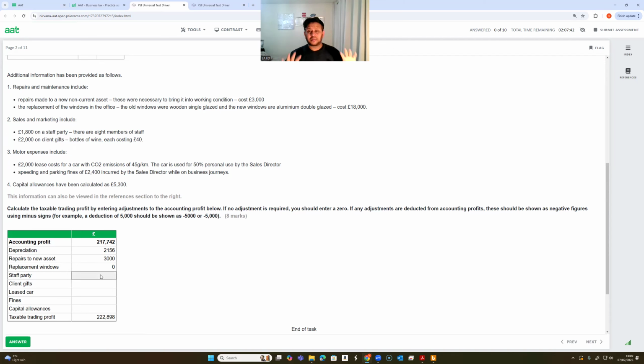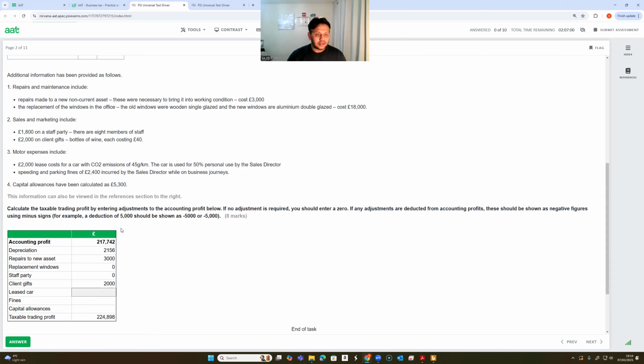The next one is staff party. Just close your eyes. As soon as you see staff, it is allowable. Either staff entertaining, staff party, or gift to the staff is allowable. Then client gift, no, the client gift is not allowable, as long as these 3 conditions are not met. If you remember the 3 conditions, it has to be less than 50 per client per year, it has to be for the purpose of advertising the company, and it cannot be drink, tobacco, or any voucher that can be exchanged for this type of goods. So I need to add 2000 back.